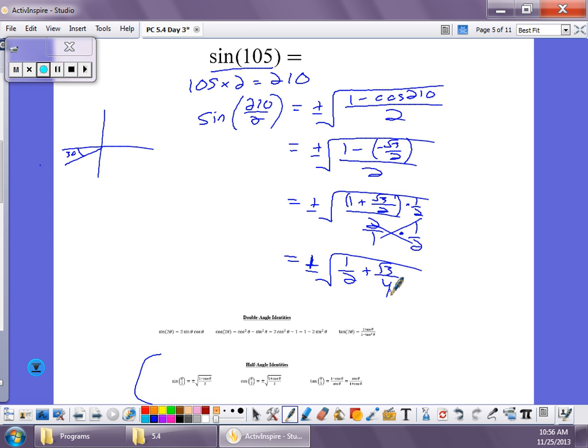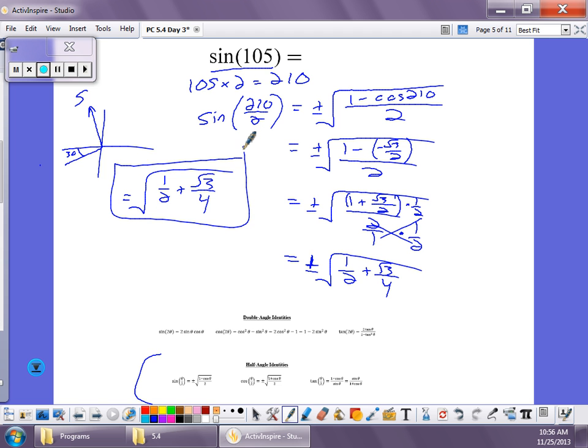Alright, and the last thing you have to do is figure out whether it's positive or negative. So this 105 is in the second quadrant, where sine is positive. It's going to be about here. So it is in fact going to be positive, so your final answer would be the square root of 1/2 plus root 3 over 4. And that's your answer.